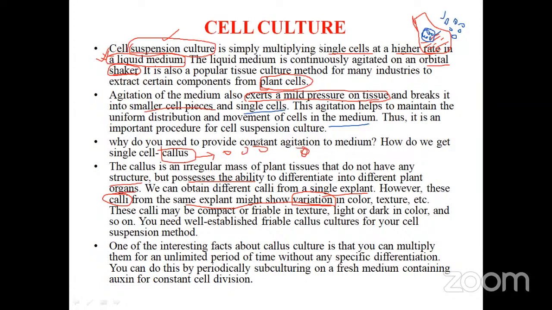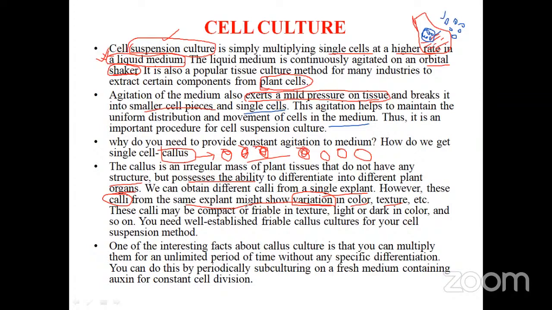But after separation into cells, they may not be uniform. Some variation may occur. So these are the different cells formed. But what is the mother? The mother is the same callus, the same explant. But during the process, some variation takes place in terms of color, texture, and also chromosome number. Gene mutations also occur in the cells. The callus may be compact or friable in texture, light or dark in color, and so on.